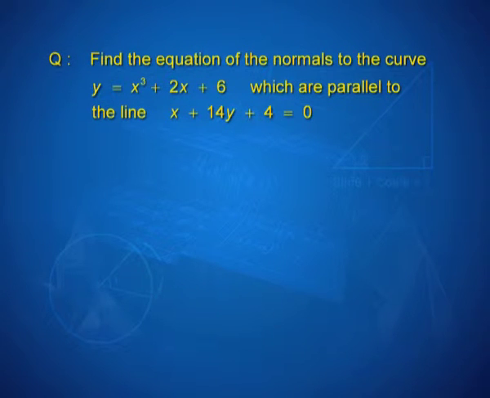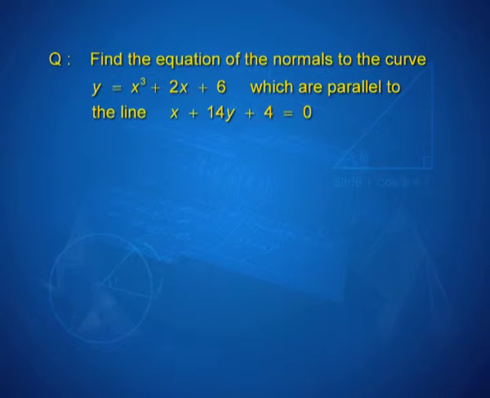We have another problem where the information is indirect. Find the equations of the normals to the curve y equal to x cube plus 2x plus 6, which are parallel to the line x plus 14y plus 4 equal to 0. So, what you are given indirectly is that the normal to the curve is parallel to this line. So, the slope of the line will be the same as the slope of the normal.